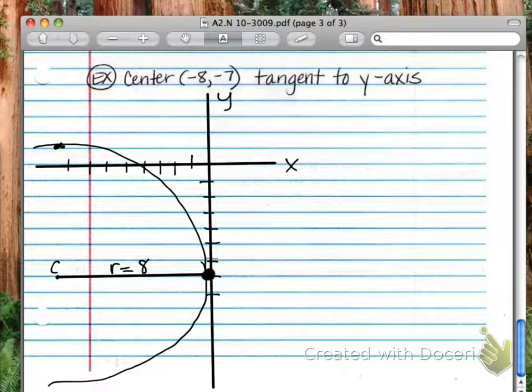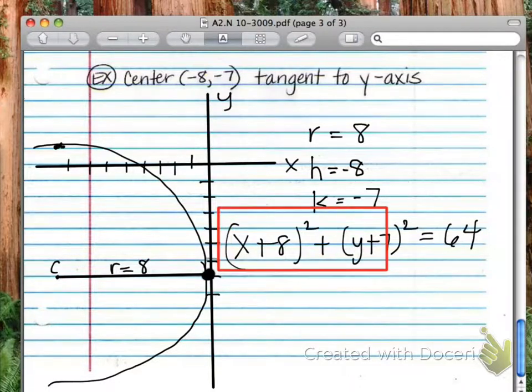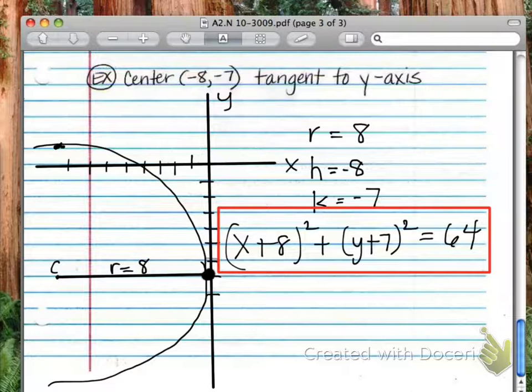So in that case, I now know my r is equal to 8. What is h? h is negative 8. k is negative 7. Now we write our formula, or our standard form, which is (x plus 8) squared plus (y plus 7) squared equals 64. It's really not that hard. I just didn't want you to freak out because there's a tangent.